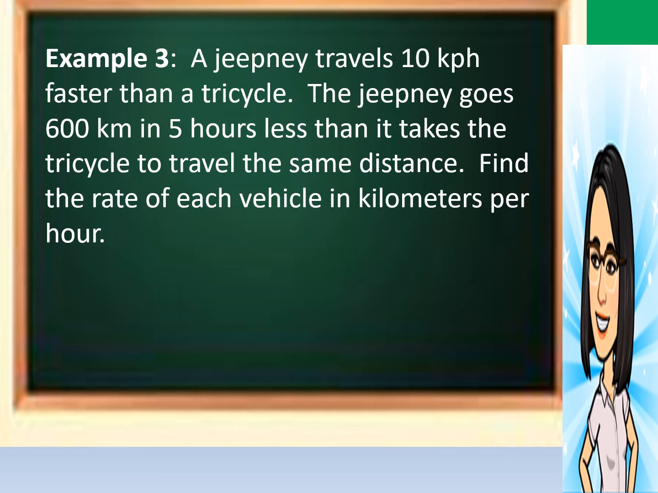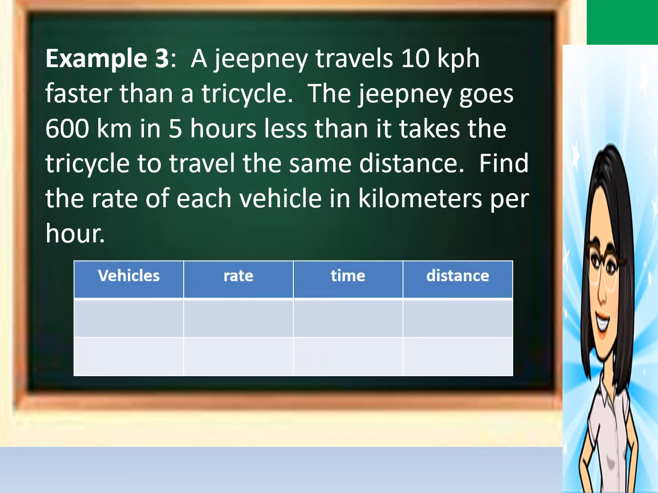Now let us show our analysis in the table. The tricycle and the jeepney are the vehicles being compared. Let us represent the rate traveled by the tricycle as x, and for the jeepney, x plus 10, which indicates 10 kilometers faster. They both traveled the same distance of 600. Since time is distance over rate, we have 600 over x for the tricycle and 600 over x plus 10 for the jeepney.